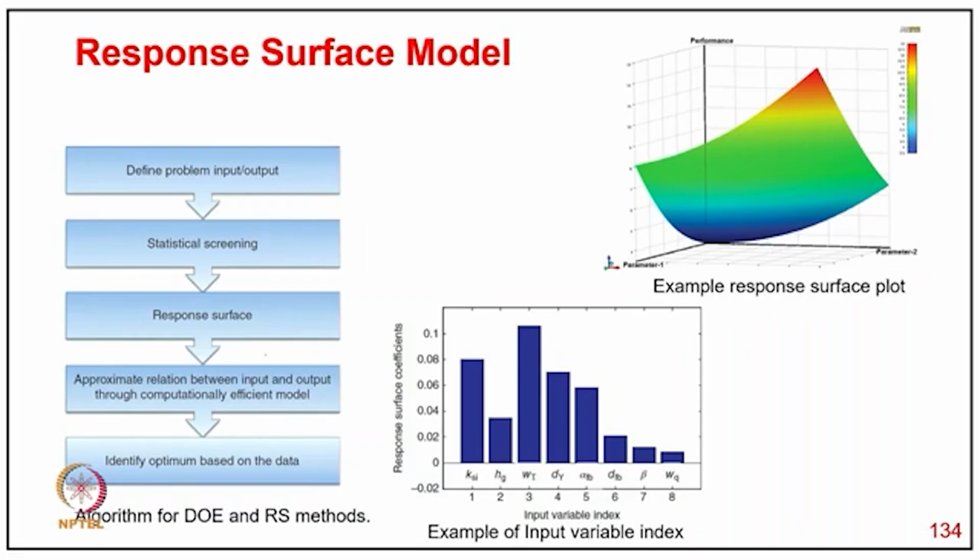Then of course what you get is typically an example of input and output, and then following as a response surface, how you plot it typically in 3 dimensions, the performance against parameter 1 and parameter 2, as a 3 dimensional surface model.